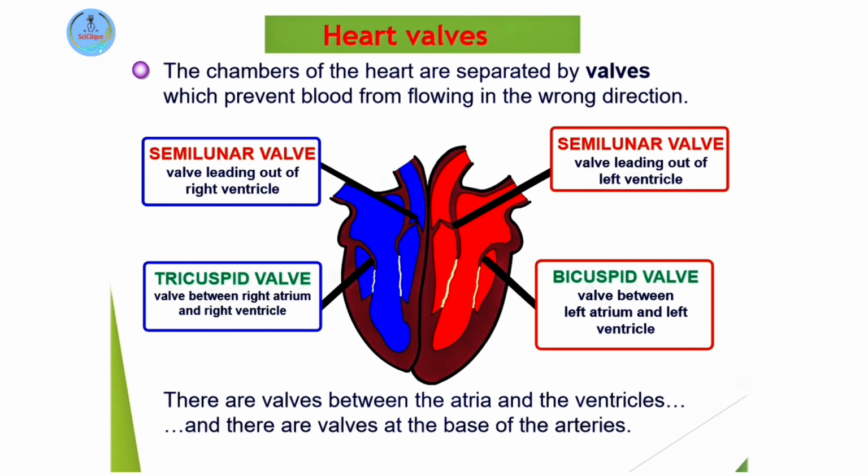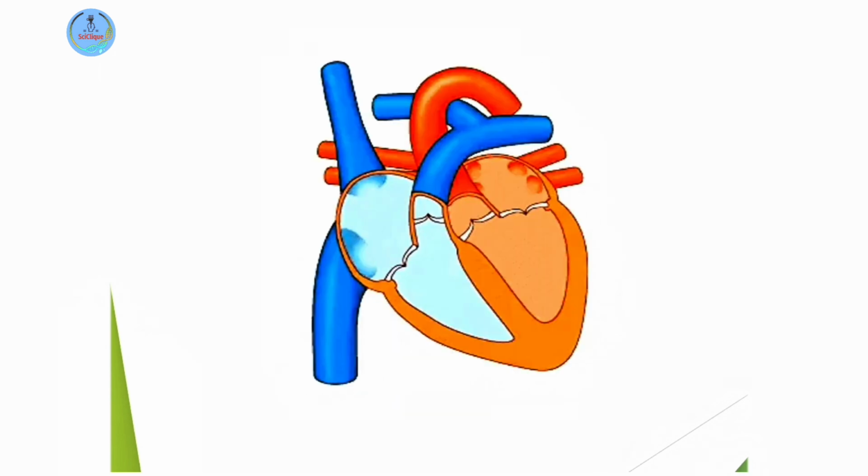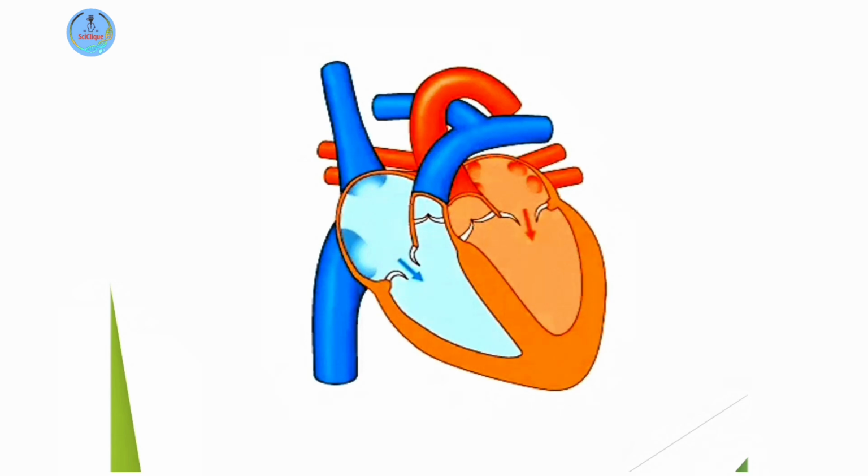So the function of the cuspid valves is simply to prevent the backflow of blood from the ventricles into the atria. So when the cuspid valves are open, you're going to have blood flowing from the atria into the ventricles. Now once that happens, the valves close to prevent the blood from flowing back into the atria.